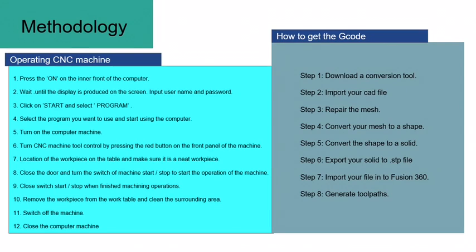Finally, we get to operate the CNC machine, and it is important to follow all the rules and regulations to operate the machine safely. First, turn the CNC machine on, and then locate the workpiece on the table and make sure it is neat. Then, close the door and turn the switch to start operating. And after the machining operation is complete, switch off the machine and remove the workpiece from the table and have the surrounding area clean.